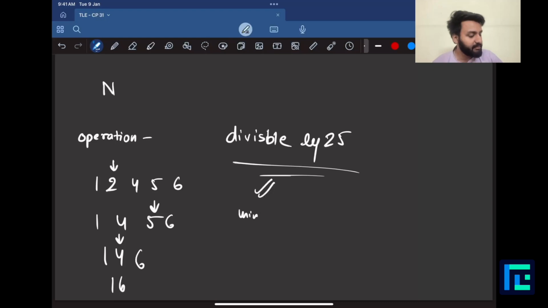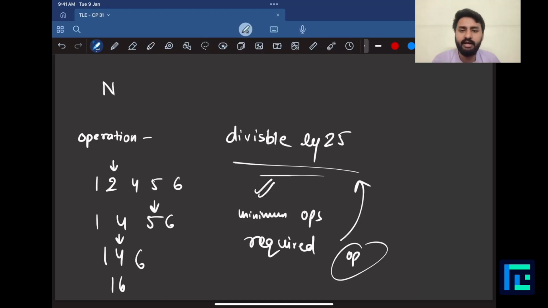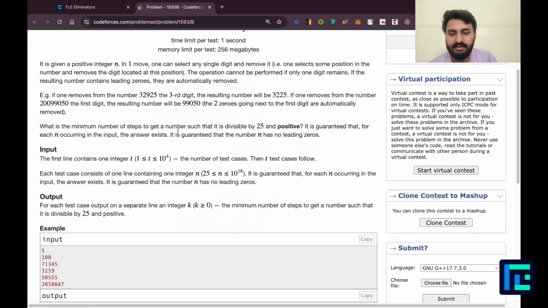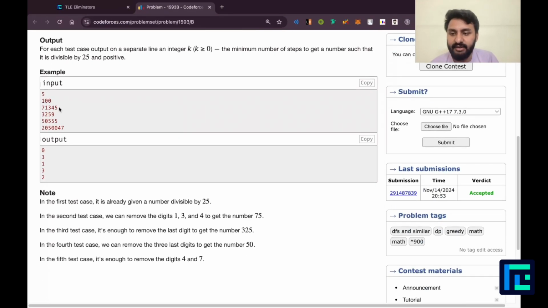So minimum operations required to make this happen. Whatever this value is, let's say I'll call this value ops, simply just print this out, and that is going to be the answer. Let us look at some test cases and we'll understand this very clearly. Let's say I have something that looks like this, 5 1 3 4 5.